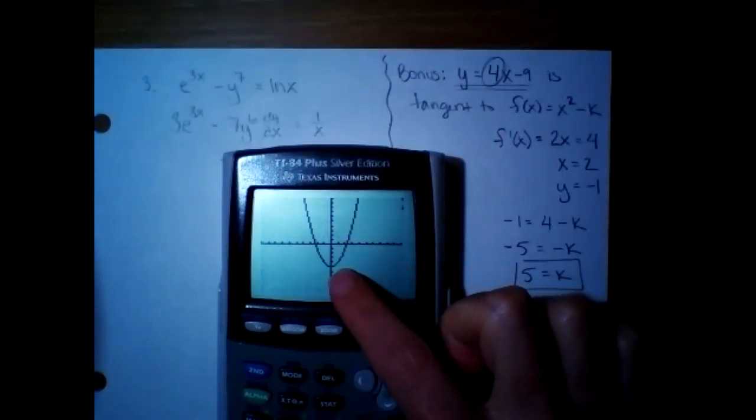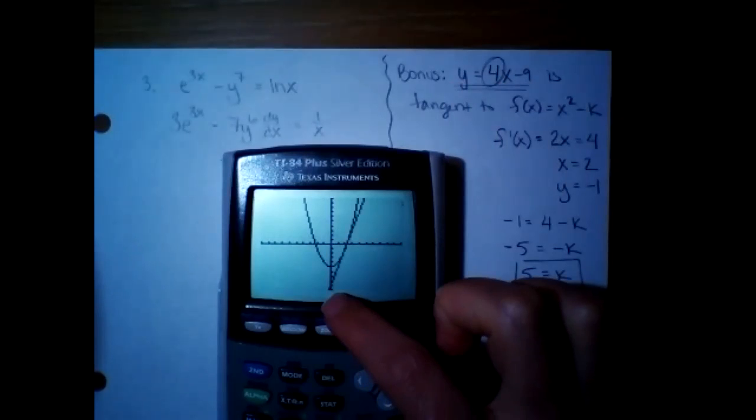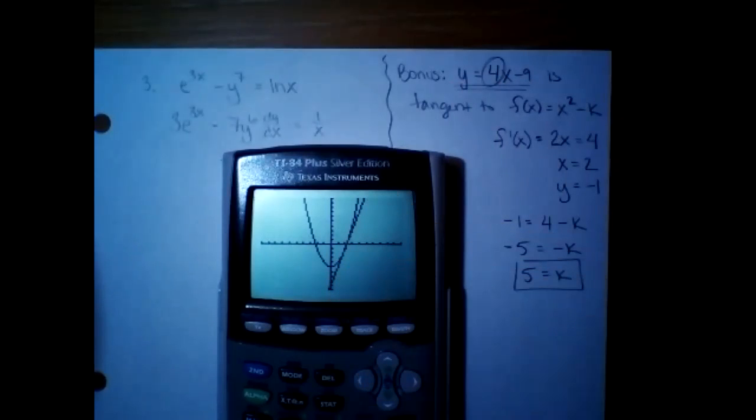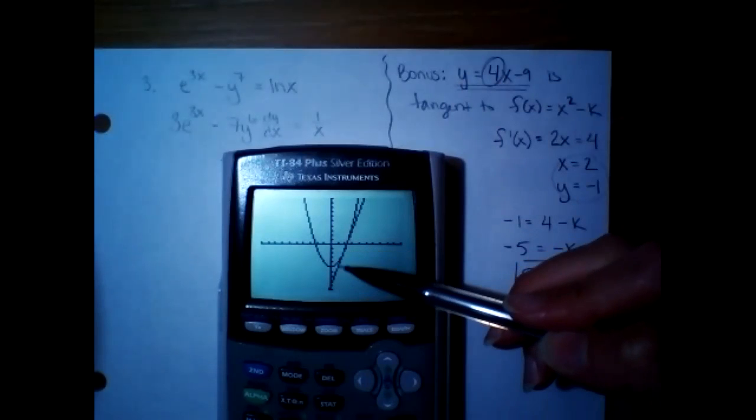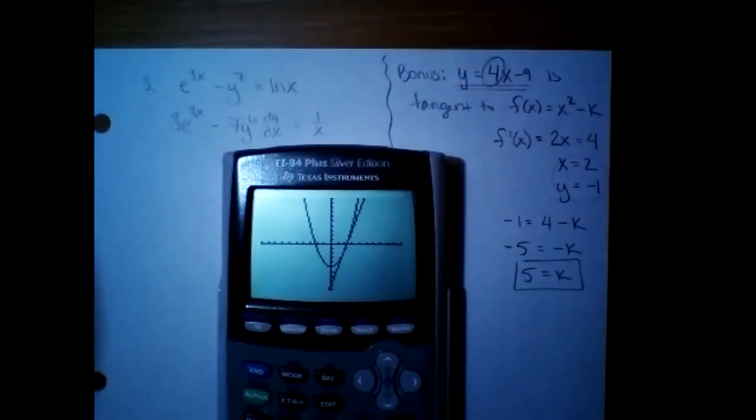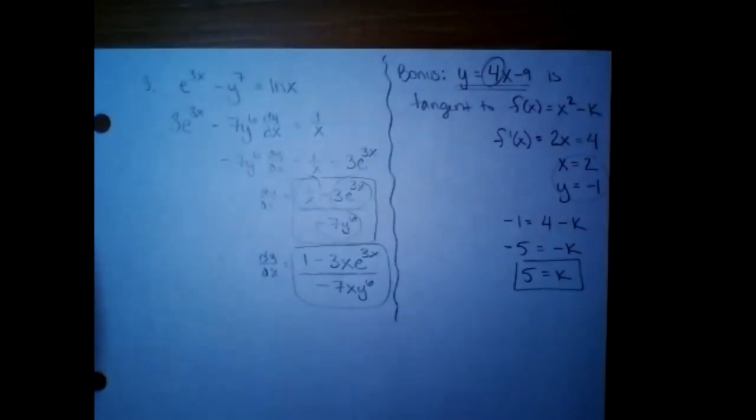And so there's the parabola, moved down 5, and then there is the tangent line. And it's tangent at the point (2, -1), which is right about there. So it just comes by and kisses the graph at that one point. So that was the bonus.